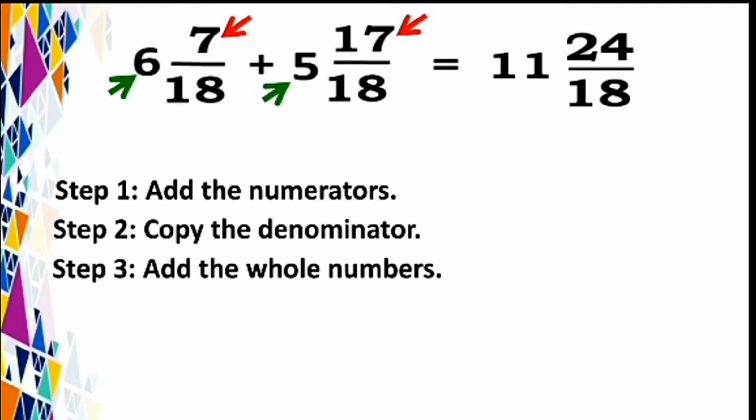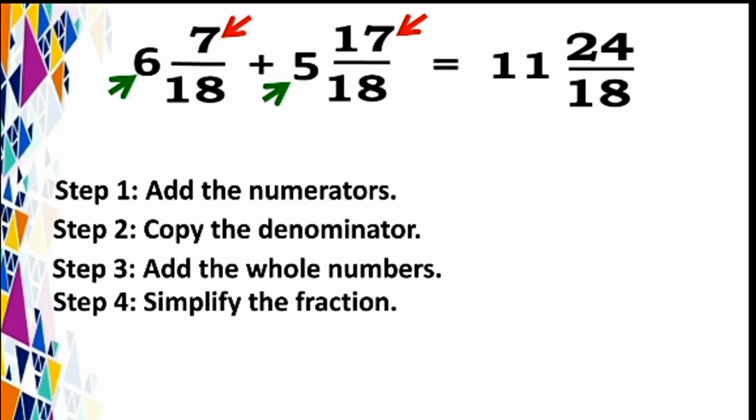Pareho sa nauna, sa paglalowest term, minsan 2 methods ang gagamitin. But generally, long division ang una. Then, kapag parehong composite number, ang numerator at denominator, saka tayo gagamit ng continuous division para sa final answer. So, step 4, simplify the fraction.